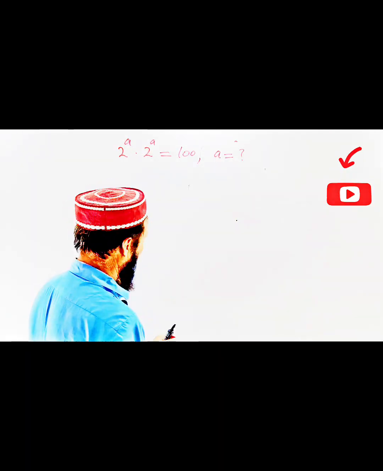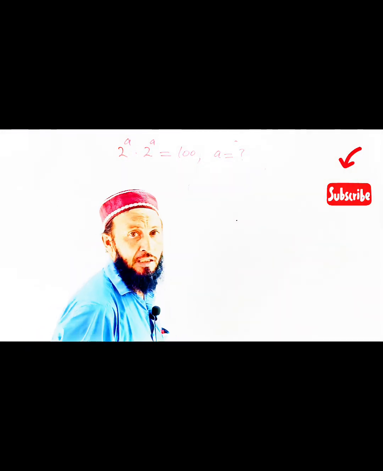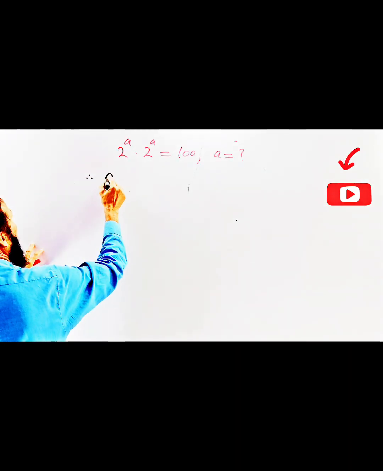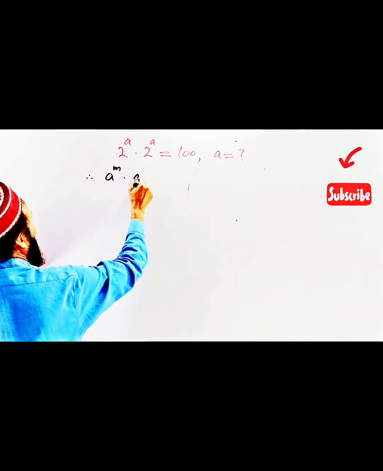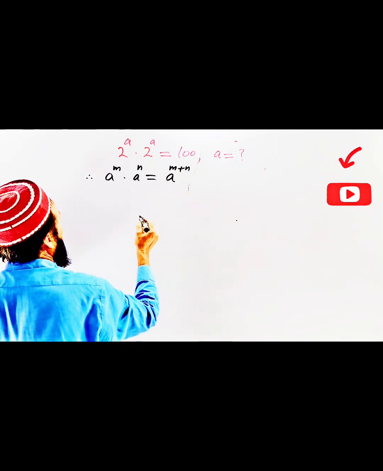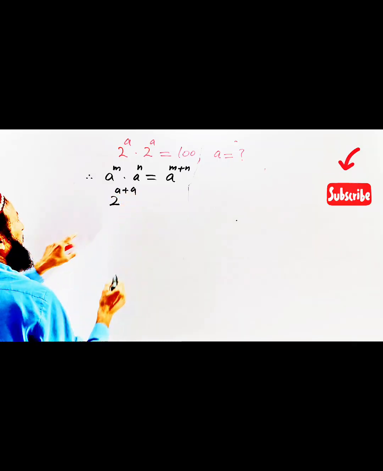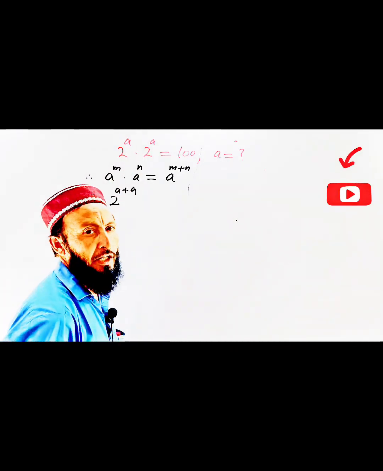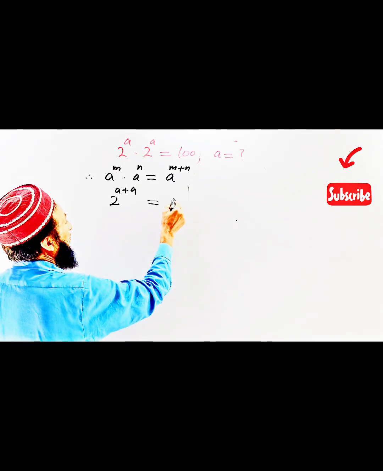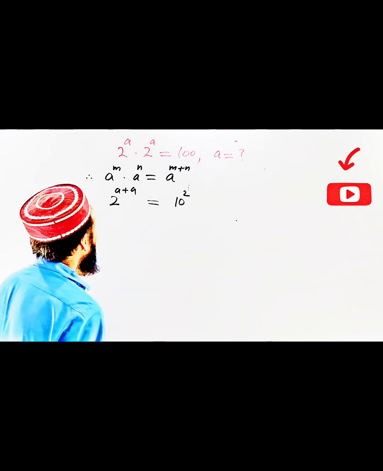According to the exponent rule, when the bases are the same and we add their exponents, we use this rule: a exponent m times a exponent n is equal to a exponent m plus n. According to this rule, we can apply it here: we take one base and add a plus a. So 2 exponent a plus a is equal to 100, and 100 we can also write as 10 square.